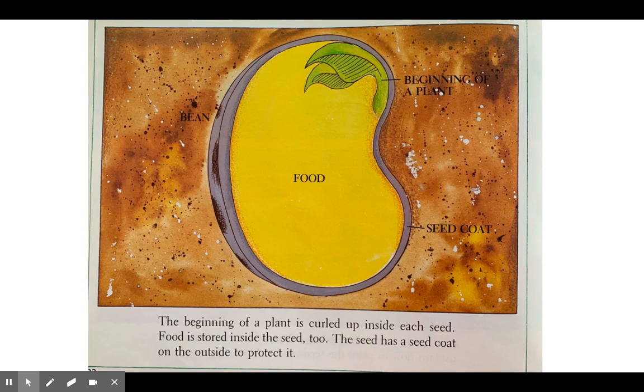The beginning of a plant is curled up inside each seed. Food is stored inside the seed too. The seed has a seed coat on the outside to protect it. I love this zoomed in picture we have here. It really helps us understand what's happening inside of this bean. So we can see the beginning of a plant here, and it's curled up. And out here, we see the outer layer, which is the seed coat. It really helps me understand how this bean is starting to grow.